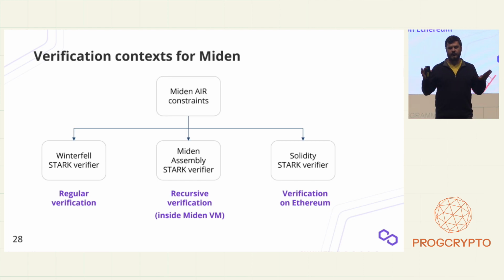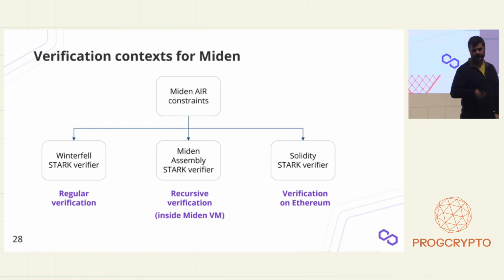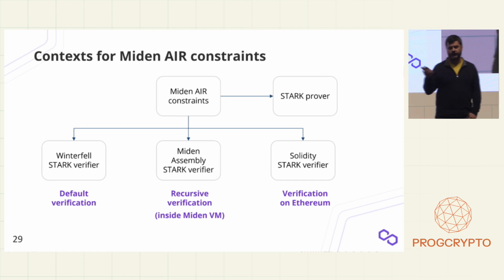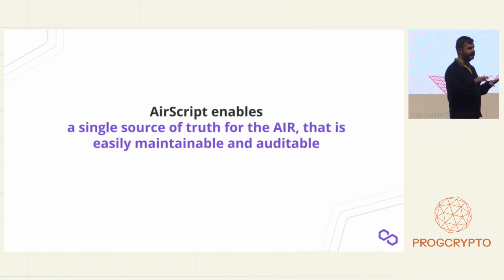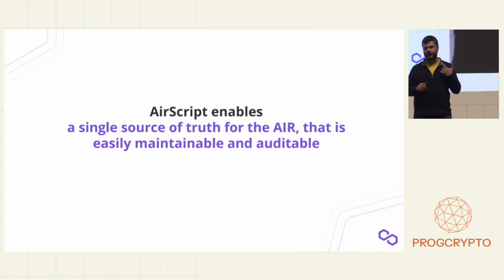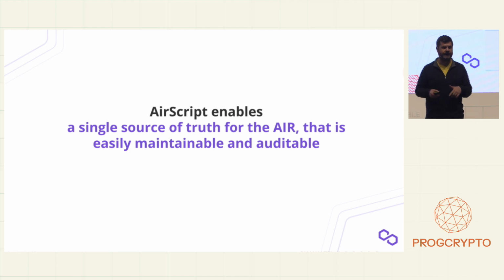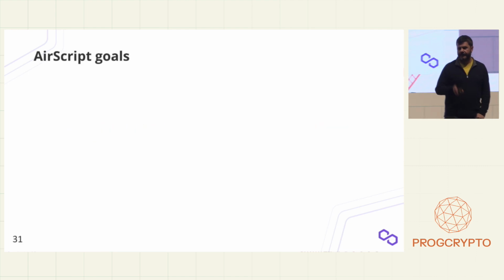And these are all contexts where we want to have one set of constraints that we can evaluate. And then, as I mentioned, there is also the prover that also needs to know about the constraints. So this means that, ideally, rather than writing constraints in all of these different contexts and different languages, we want to have just a single place, a single source of truth, where we would write constraints where they can be maintained and audited and all of that stuff.